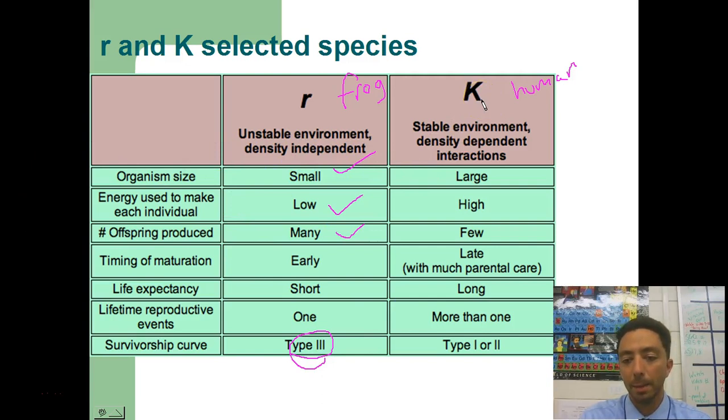K selected is the exact opposite. These are very big animals, elephants, gorillas, things like that, that put a lot of time and energy into caring for their young. You're probably still under your parents' care if you're watching this video, and they've invested a lot of energy in your survival, which is probably partially why you're still here today. Unfortunately, they don't make a lot of offspring, because they're so costly to have, and that long life expectancy allows more than one reproductive event in their life. And so that's type 1 usually. Type 2 is kind of in between, but typically they're going to be more K than R.